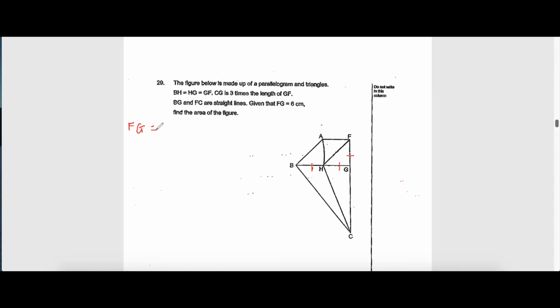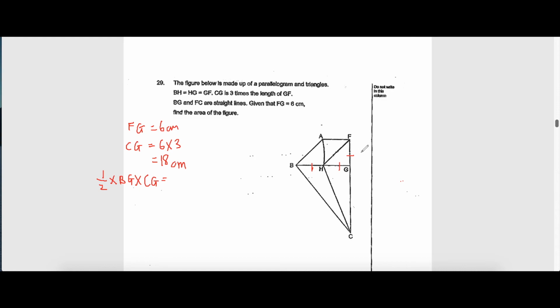Okay, so what is CG? It will just be 6 times 3 because it's 3 times. Okay, so it's 18 cm. Can you follow? So they want you to find the area of the figure. So let's find the area of BCG first. Because BCG is basically a triangle. And since my base is BG, my height is CG. Okay?